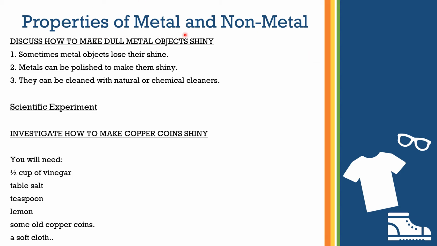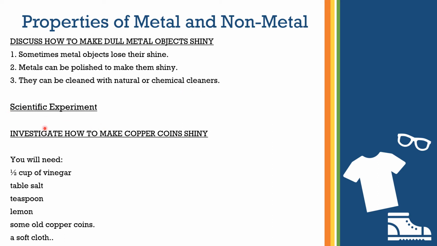Now, properties of metal and non-metal. We are to discuss how to make dull metal shiny. Number 1. Sometimes metal objects lose their shine, and metal can be polished to make them shiny, and they can be cleaned with natural or chemical cleaners.